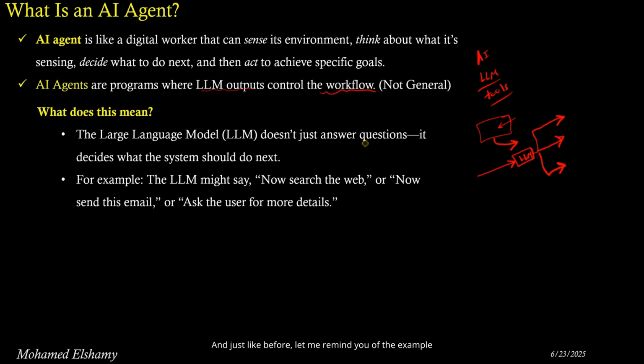Just like before, let me remind you of the example we discussed last time. If you go to ChatGPT right now and tell it, I want you to send an email to such and such address, it will tell you, I don't know how to send the email. I can write the email and you go send it yourself. But the AI agent can make the LLM write the email and then automatically send it to the person you want, without any control or intervention from you. All right? Okay.